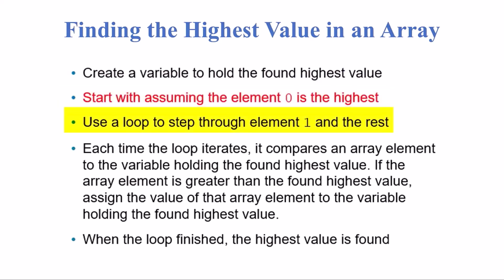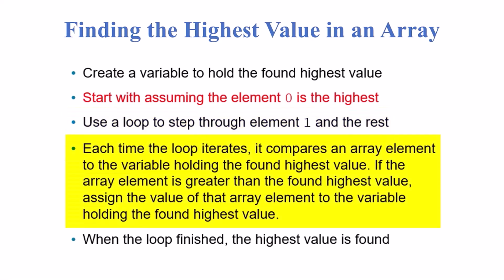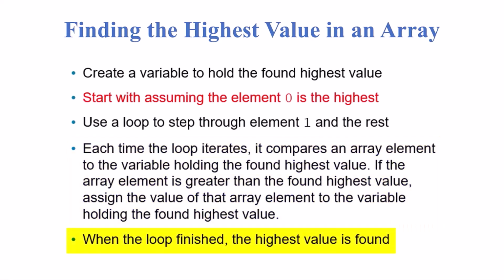And then we use a loop to step through all the rest of them and compare them one at a time. And if we find any value that is higher than the one we have sitting in the highest variable, we swap it out. We put the new highest value in there. So essentially, when we're finished going through the entire loop, we end up with the highest value inside the variable. And when the loop's finished, the highest value is found. We do the same thing with the lowest value.